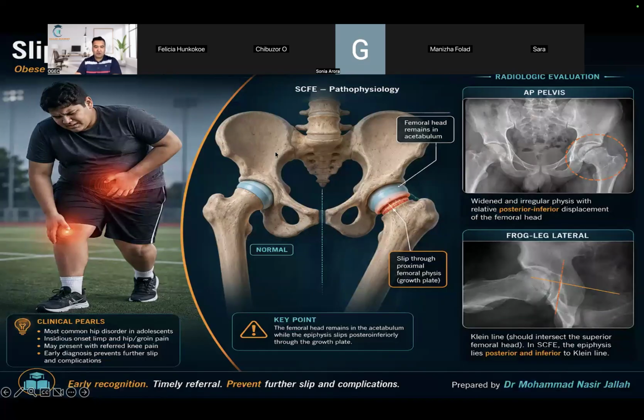So this is a picture of the slipped capital femoral epiphysis, but the femoral head remains in the acetabulum. This remains here, but this one slips through the proximal femoral physis, the growth plate. So the key point: the femoral head remains in the acetabulum while the epiphysis slips posteriorly and inferiorly through the growth plate. This area slips, like you can see here in the X-ray.